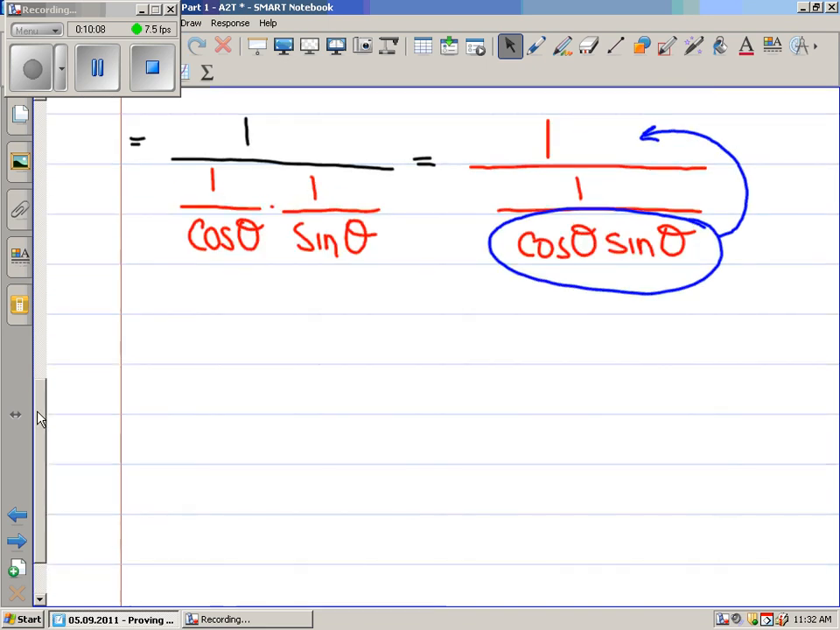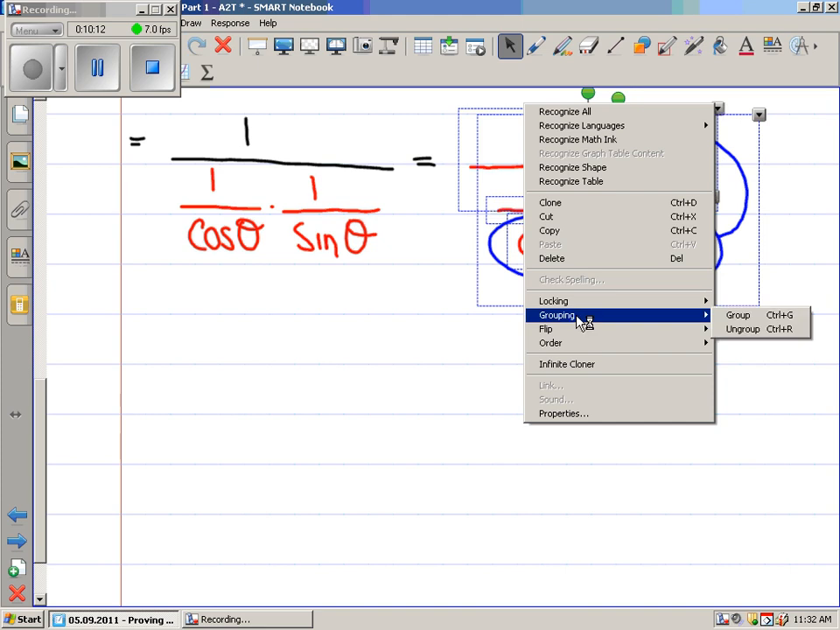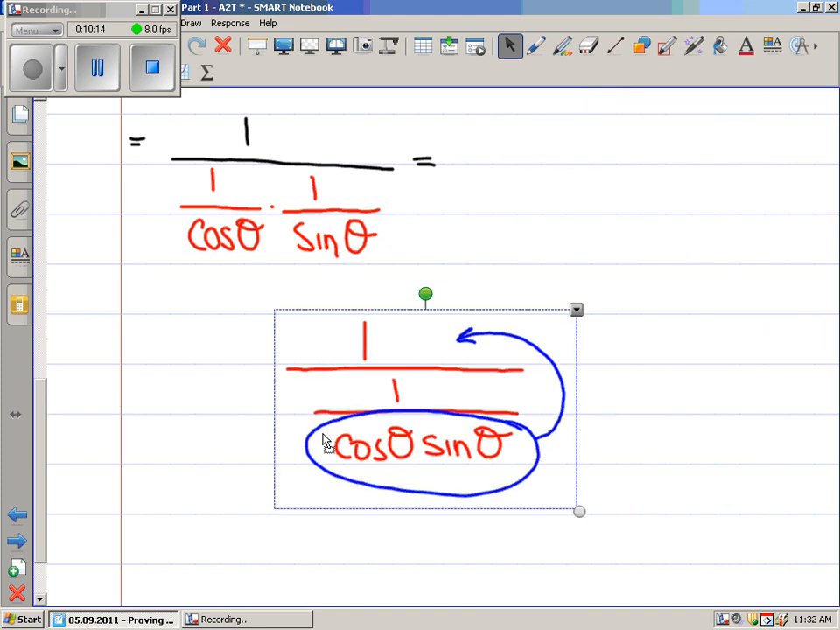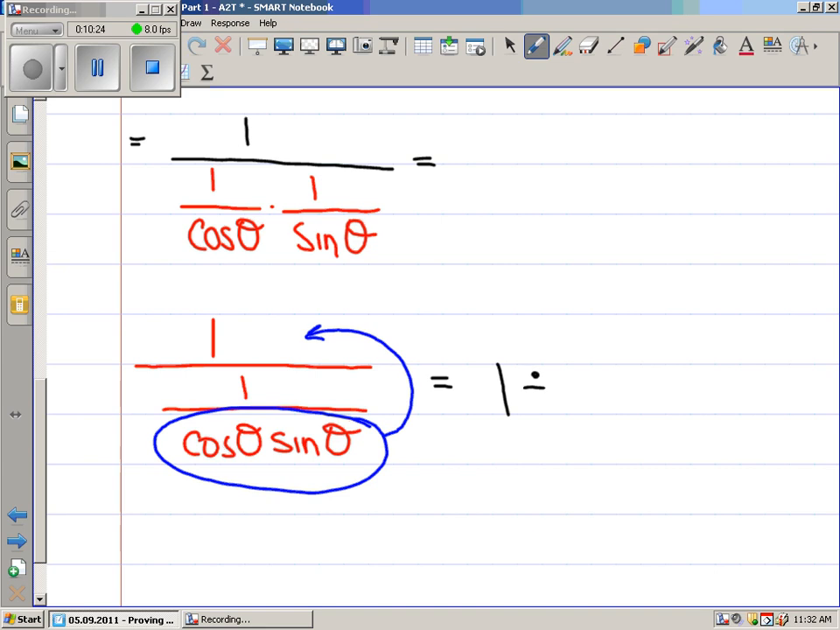Let me show you. Let me grab this right here. We got to group it together, and let me bring it down. That's exactly it. So here's how this works. This is really 1 divided by 1 over the cos theta sine theta.